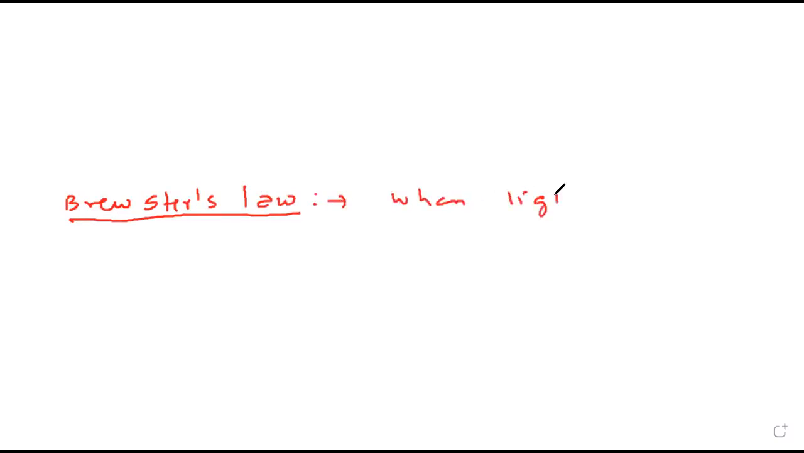Then comes very important Brewster's law. Brewster's law: when light is incident at angle of polarization.